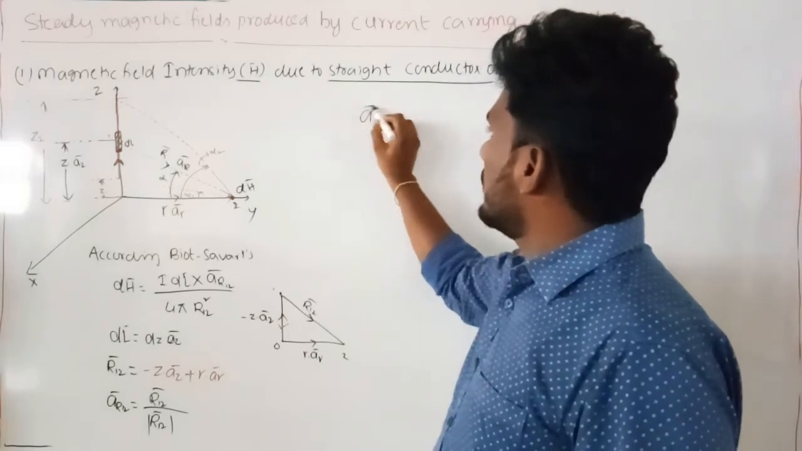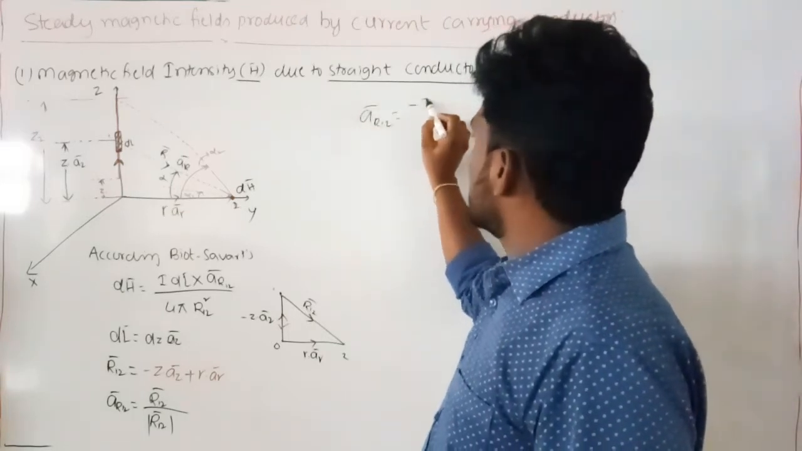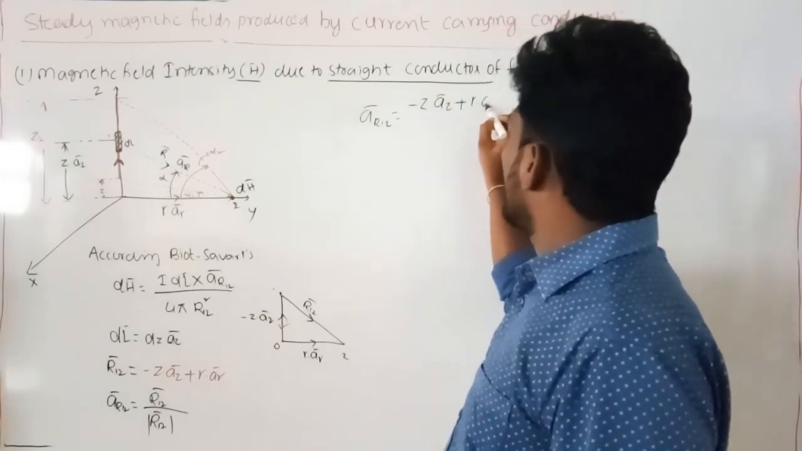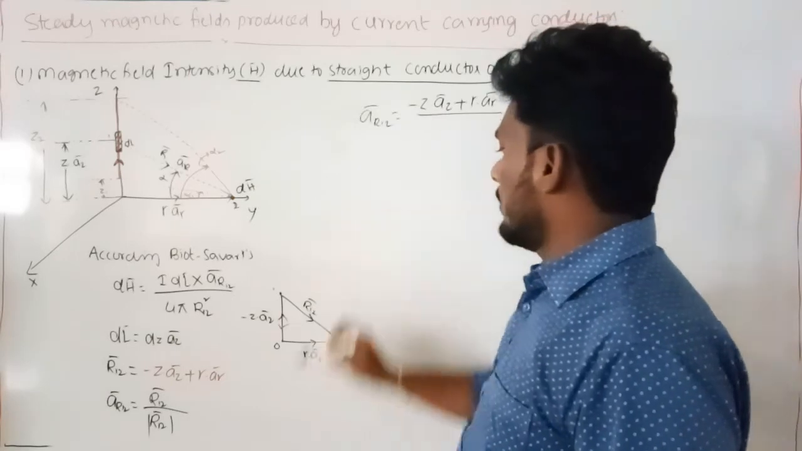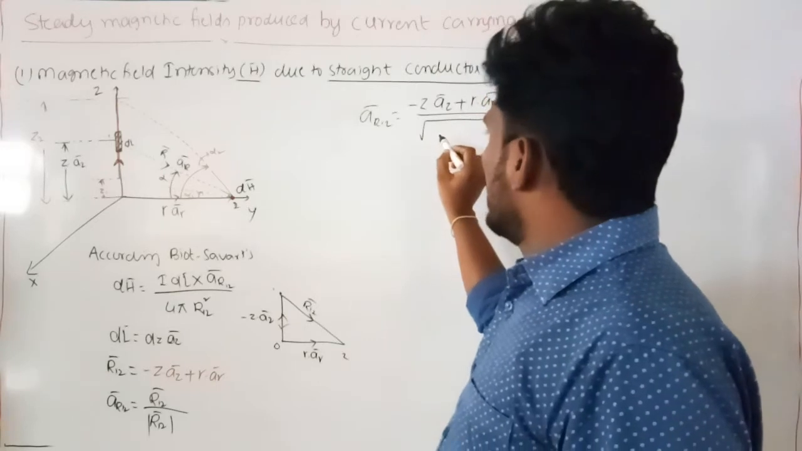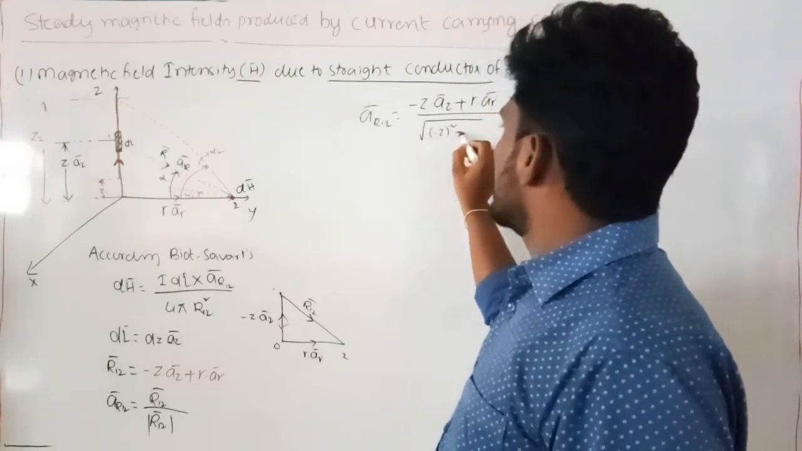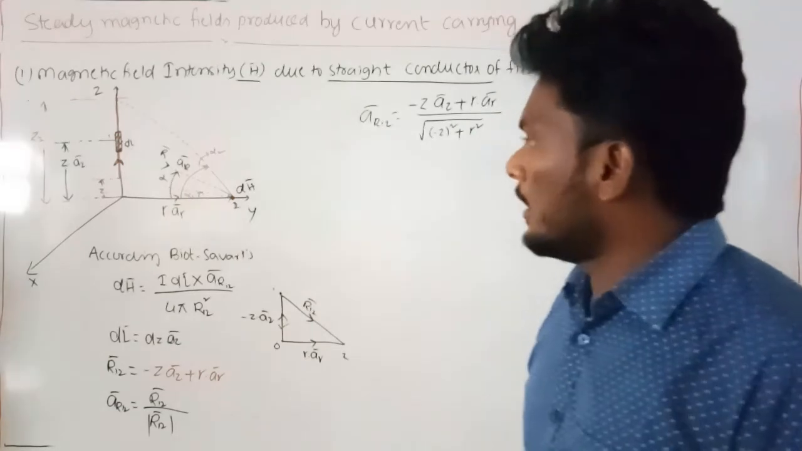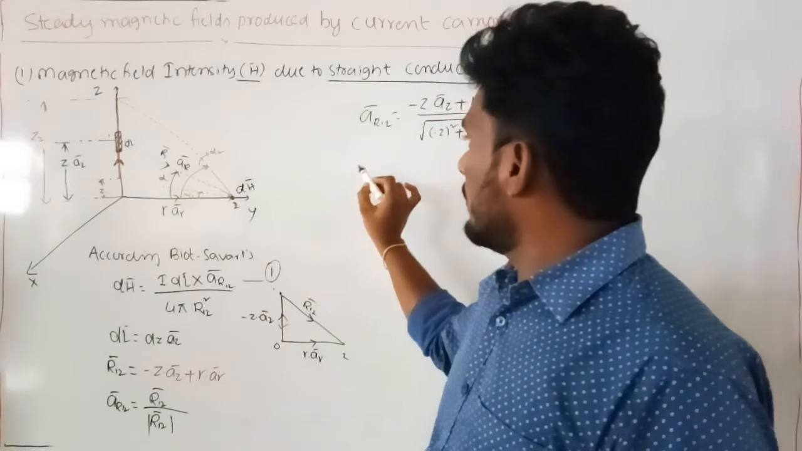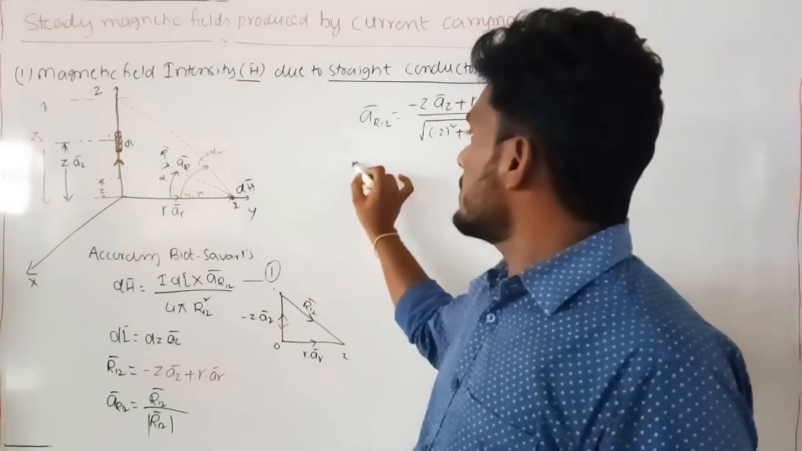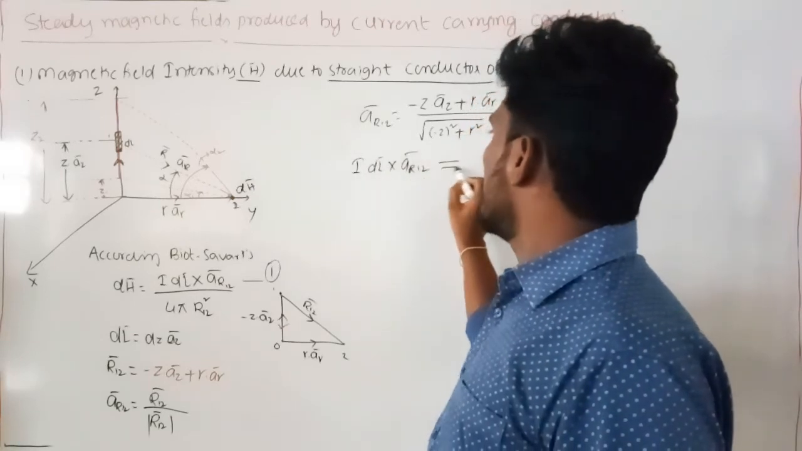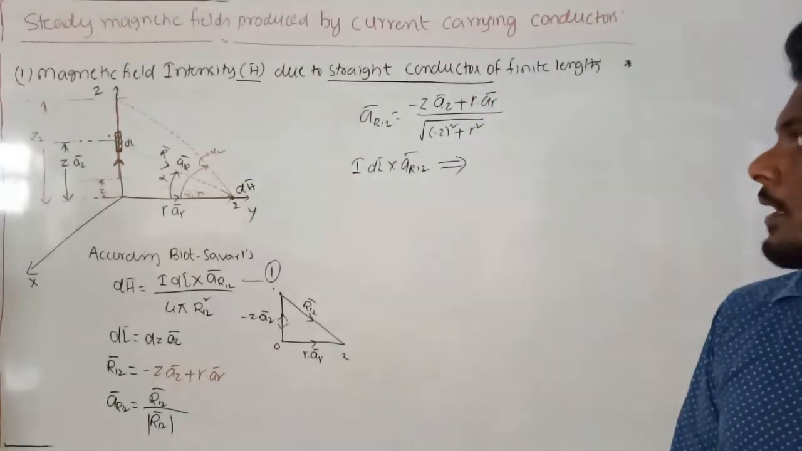Now see what is r12 bar here? ar12 bar is equal to minus z into az bar plus r into ar bar, divided by the magnitude of r12 bar, which is under root of z square plus r square. It is the ar12 bar. Now calculate the numerator in the dh bar. If you consider it as equation 1, from equation 1 the numerator term is I dl bar cross ar12 bar. It is the cross product between dl bar and ar12.